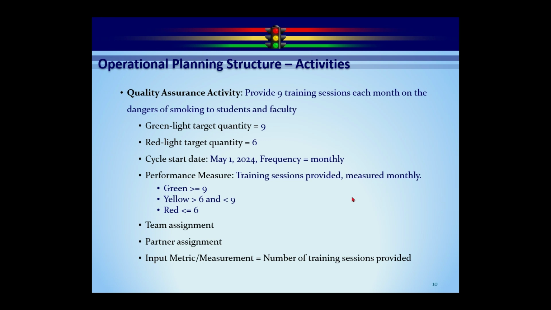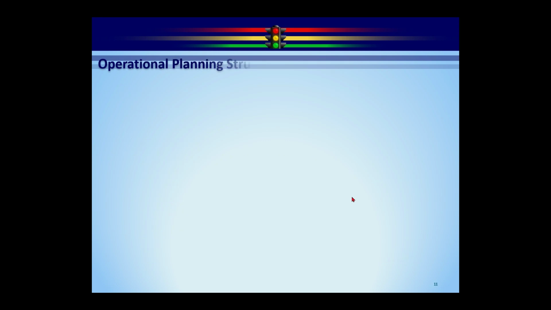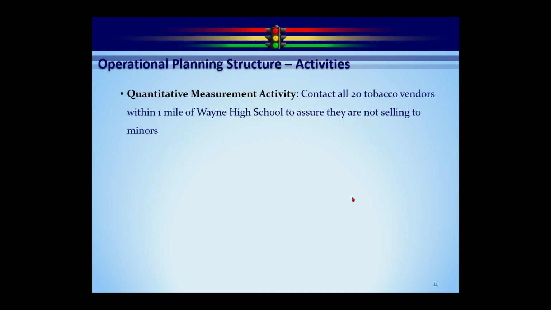So this is, by the way, the least used type of activity, only because it's very specific to having something that's repetitive and automatically sets the traffic light. The third type of activity and the second most used type of activity we call a quantitative measurement activity. And really the only difference between it and a project-based activity is that we have a target quantity in here. So in this case, we're going to contact all 20 tobacco vendors within a mile of Wayne High School, to make sure they're not selling to minors.